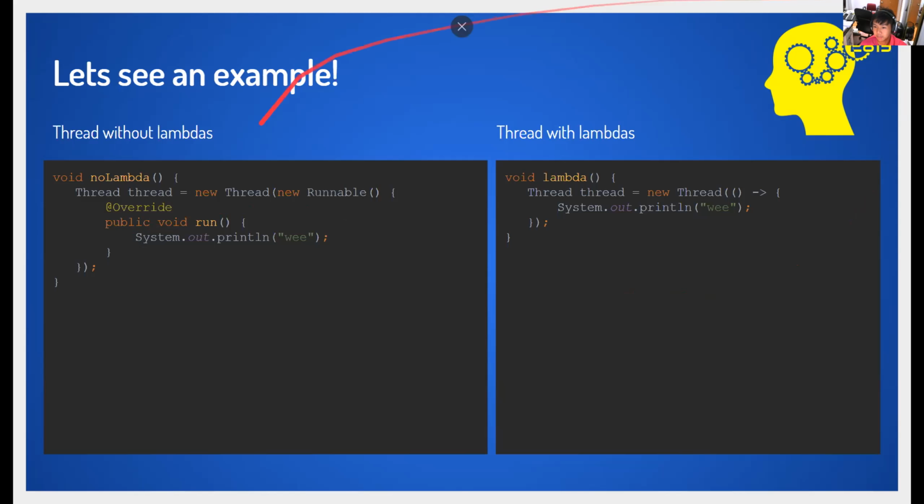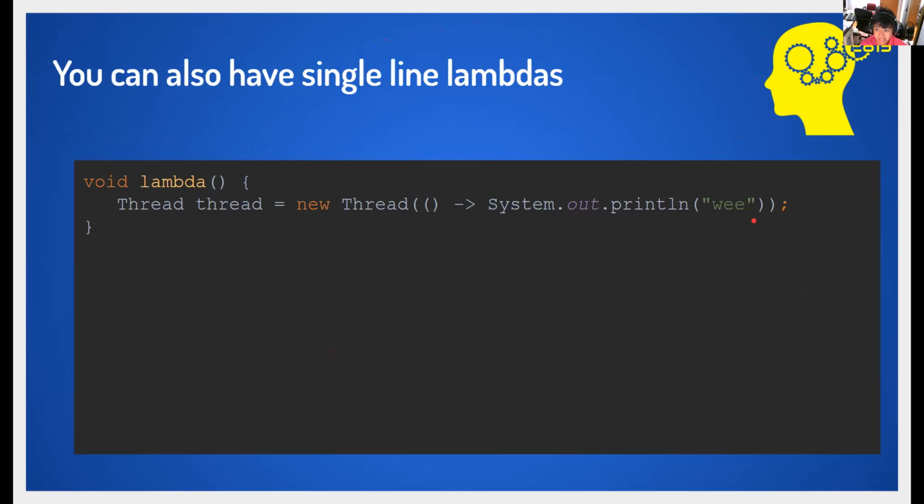So on the other side with lambdas, we simplify that by just putting parentheses, an arrow, just the hyphen and the greater than symbol, and then brackets if you're doing multi-line code, and then you put your code. So now we only have a few characters of syntax that really say, okay, I'm going to define some code that I'm going to pass into this constructor for thread here. And then really only the code is the focus. And you can see how this can be useful.